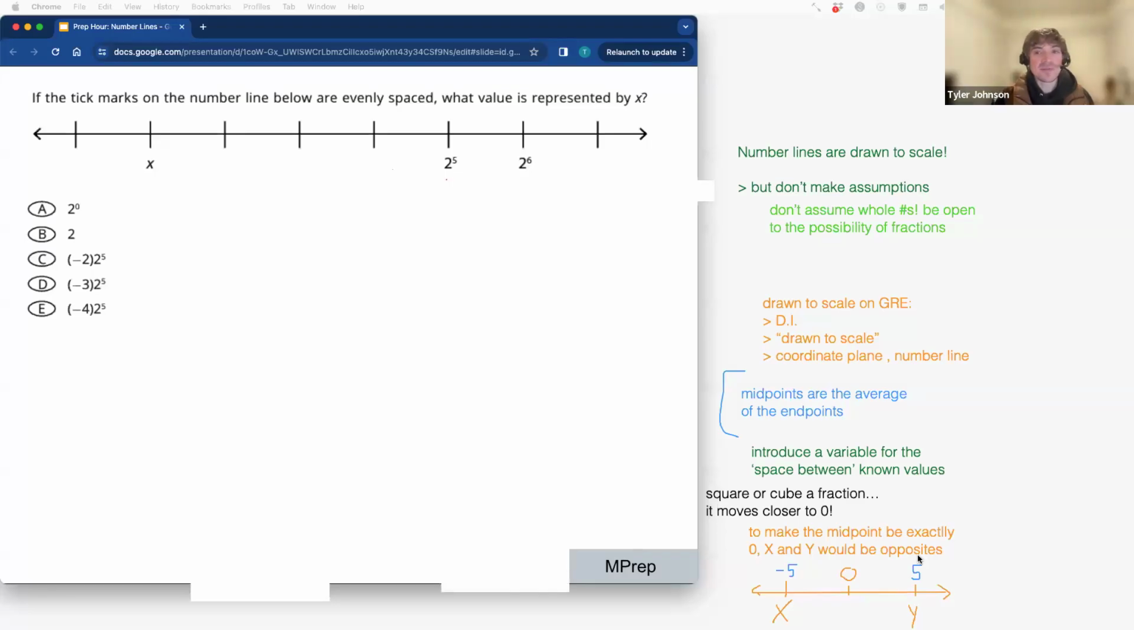Okay, so the starting point here is you want to begin with what you do know. This hash is 2 to the 5th. This hash is 2 to the 6th. So remember this idea of introducing a variable to find that space between the known values. So say that's n right there. And some people at this point might be tempted to write 2 to the 5th as 32 and 2 to the 6th as 64. I'll tell you, that's a bad idea.